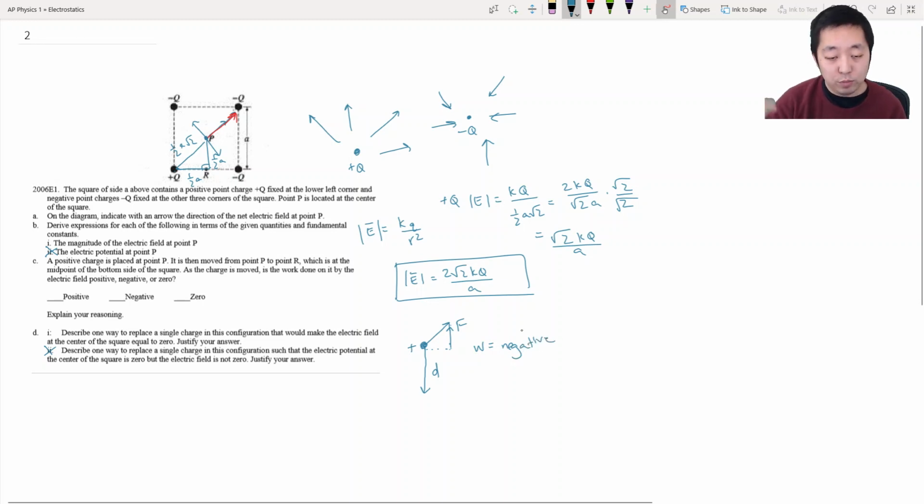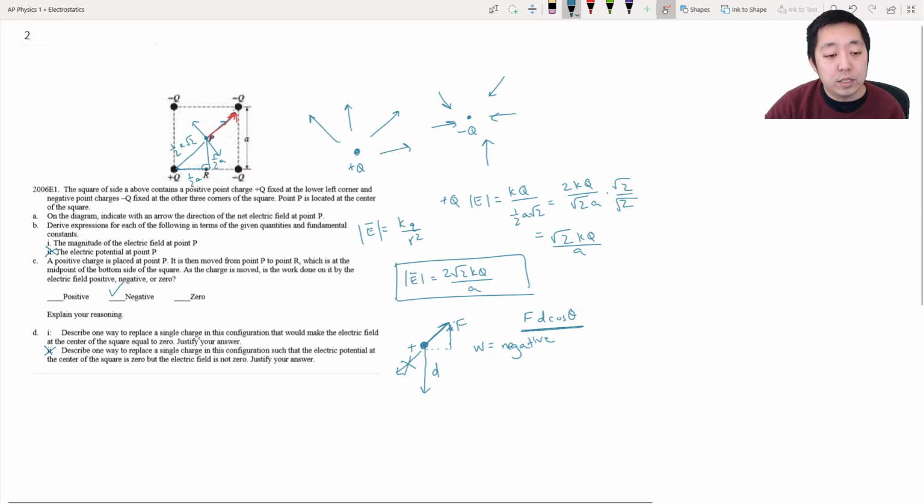Remember, work is force times distance times cosine theta. Sometimes people write that formula, but it's not super useful. Basically, if the direction and the force are in the same direction, I'm doing positive work, and if it's the opposite direction, I'm doing negative work. For a positive charge, the force is in the direction of the electric field. It would be different if it was a negative charge, where the force would be the other way. Because the distance it has to travel is against the direction of the force, the work is negative.